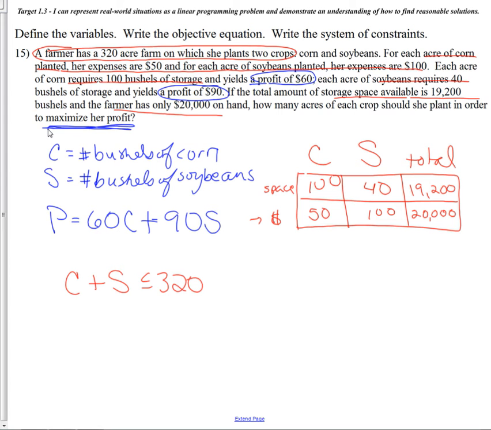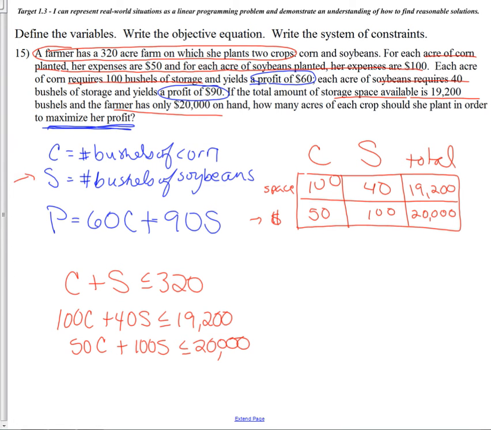Now all we need to do is go from left to right. 100C plus 40S has to be less than or equal to 19,200. Now remember, that's storage space, that's a maximum, that's why it's less than or equal to. And then 50C plus 100S has to be less than or equal to $20,000. Can't spend more than $20,000. And there you have it. We have the variables defined, we have the objective equation, notice it's an equation, and we also have the constraints. Okay, again, rewind and watch that again if you need to.